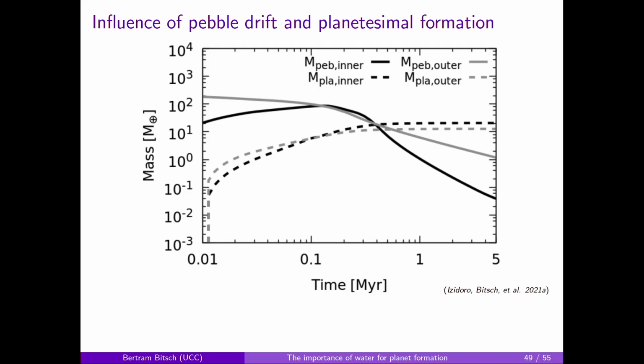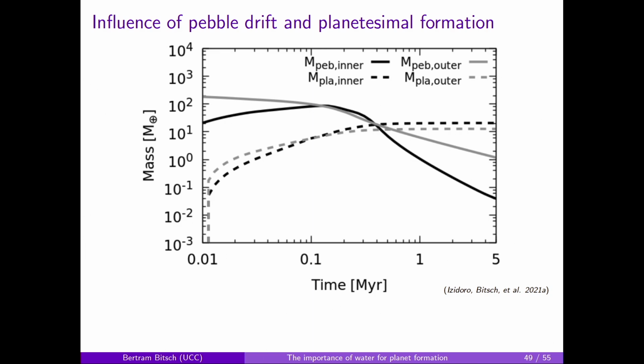What you see here in this simulation is the time evolution of the mass for the pebbles and planetesimals in the inner and outer regions of the disk. Let's just focus on the inner region, the terrestrial planet zone. We first have a lot of pebbles that drift into the inner regions of the disk. During the first few 100,000 years, the pebbles drift into the inner disk, and we can enrich the disk with large amounts of pebbles.